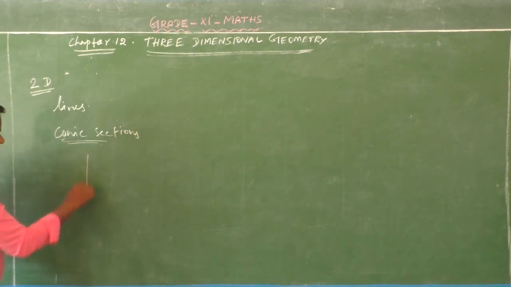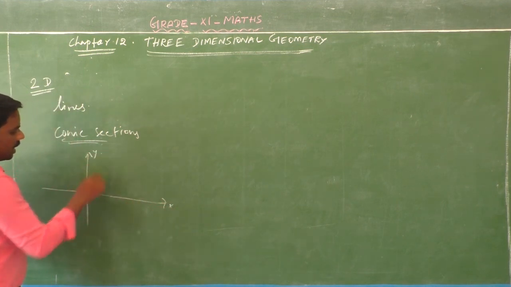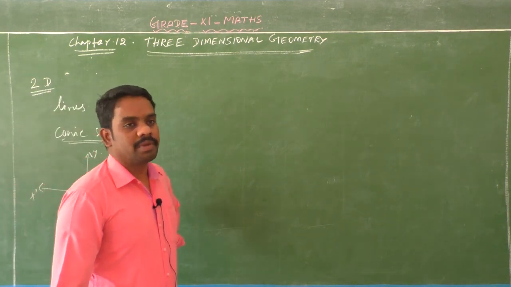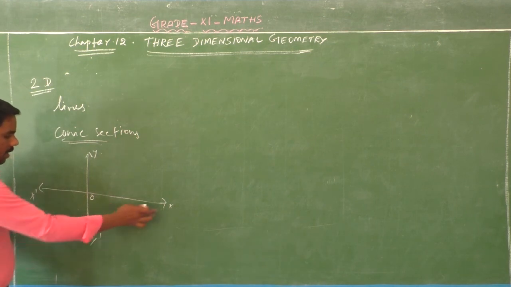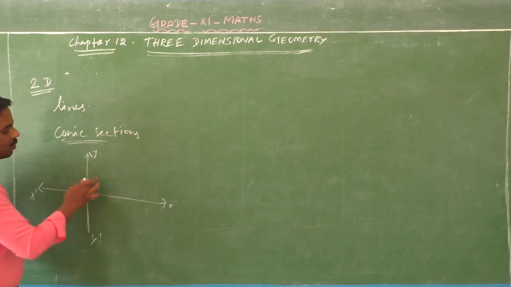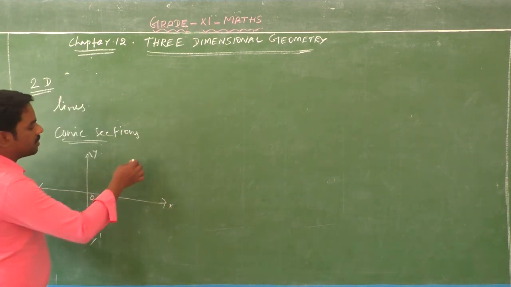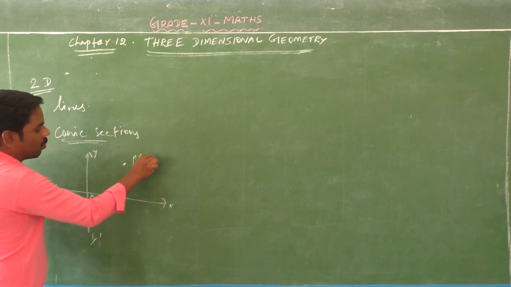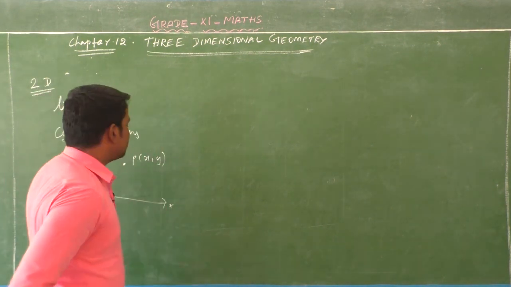Listen, two-dimensional shapes use only the xy plane. This is x dash, y dash. We use only the xy plane. XY plane means XOX dash is the x axis and YOY dash is the y axis. Here a point represents the points in two dimensions. Let's say P of x comma y. The coordinate point P is x comma y.